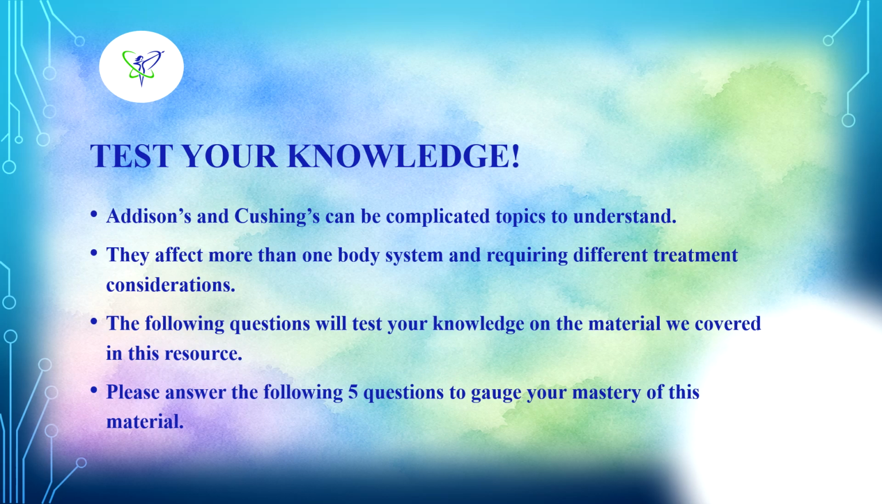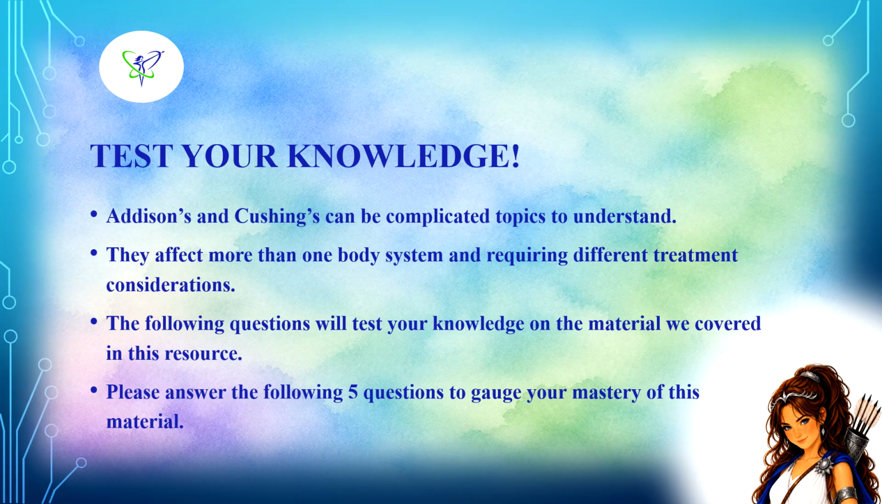Addison's and Cushing's can be complicated topics to understand. They affect more than one body system and require different treatment considerations. The following questions will test our knowledge on the material we covered in this resource. Please answer the following 5 questions to gauge our mastery of this material, and don't worry, if we need help, Artemis will be here to guide us.